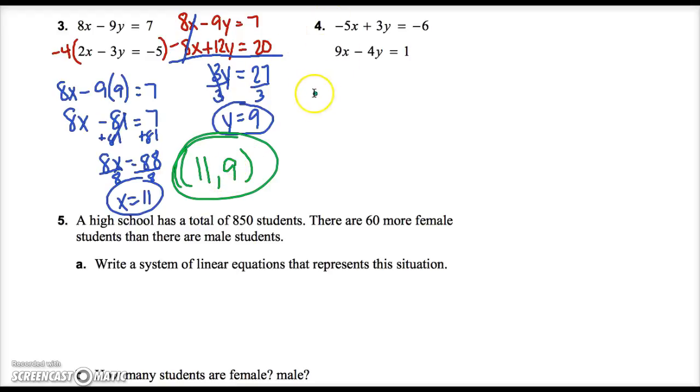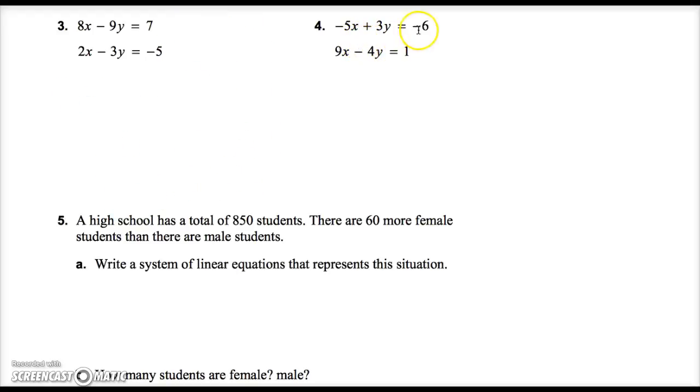The last one we're going to look at is number 4. We have -5x plus 3y equals -6, and 9x minus 4y equals 1. So as I'm looking at it, there are no opposites as it is. Let's see. 5 won't go into 9. 9 won't go into 5 evenly. 3 won't go into 4. 4 won't go into 3. So what's going to happen on this one is you're actually going to have to change both equations to get something that will cancel out.